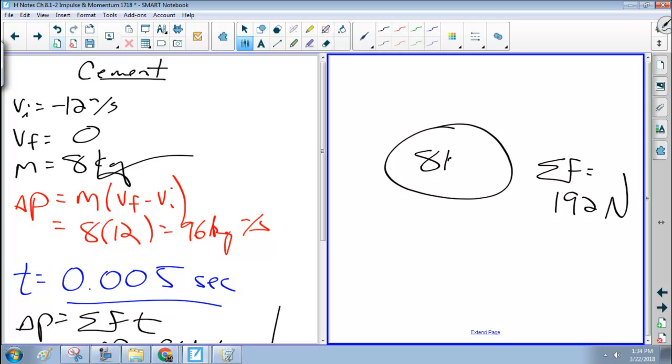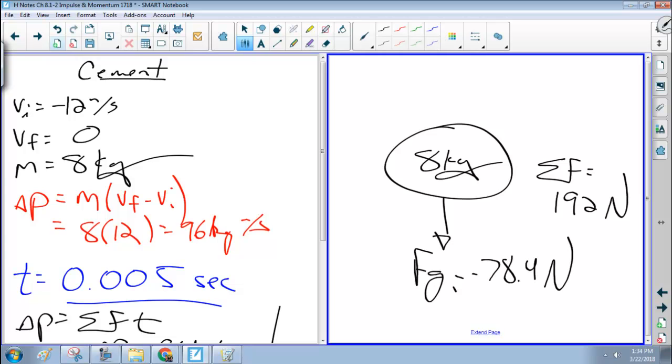Gravity. So let's see, it's an 8 kilogram watermelon. So my force of gravity is going to be 8 times 9.8, which is negative 78.4 newtons. And what's the other force? The pillow. So now it's just net force equals net force, right? What force from the pillow plus this negative force of gravity gives us this net force. So you just solve for the missing force, and it turns out to be like 270 or something like that, 270.4, I think. Follow? All right, and then D is similar.